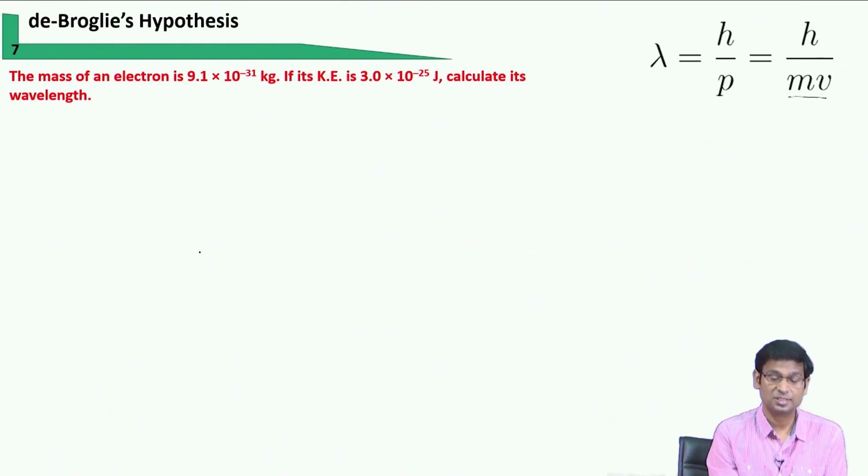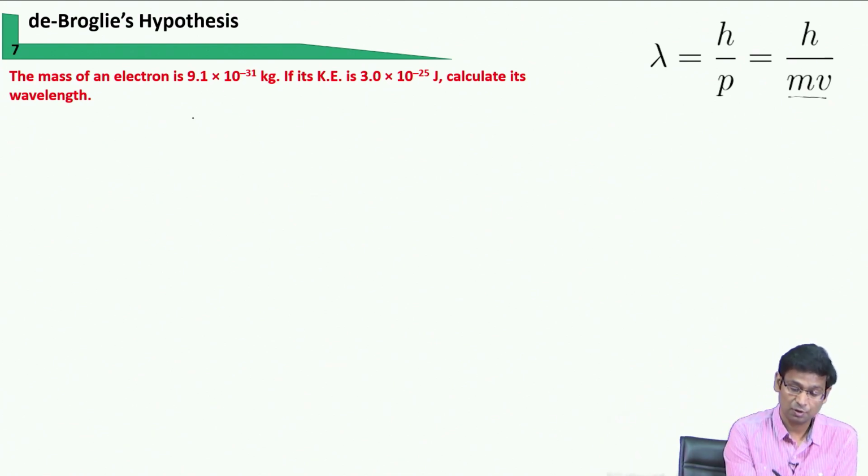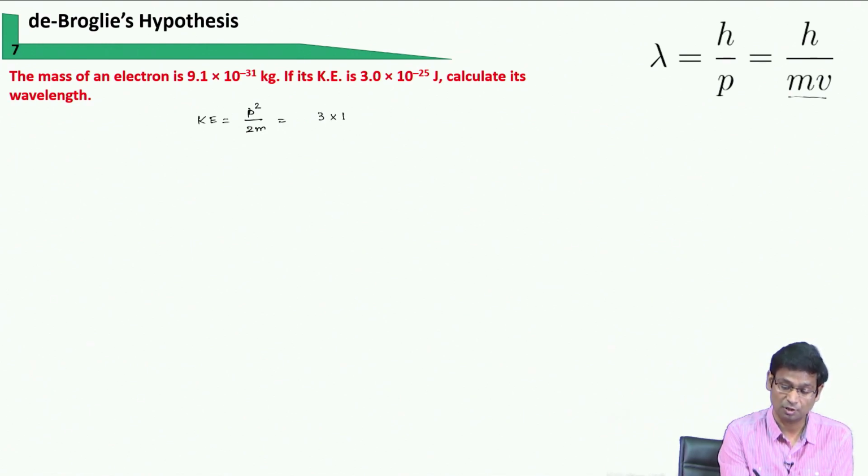So, this question concerns that. The mass of electron we know, its kinetic energy is given by this energy, calculate its wavelength. So, we know that kinetic energy is p square divided by 2m, where p is the momentum. So, this is given as 3 into 10 to the power minus 25 joules.